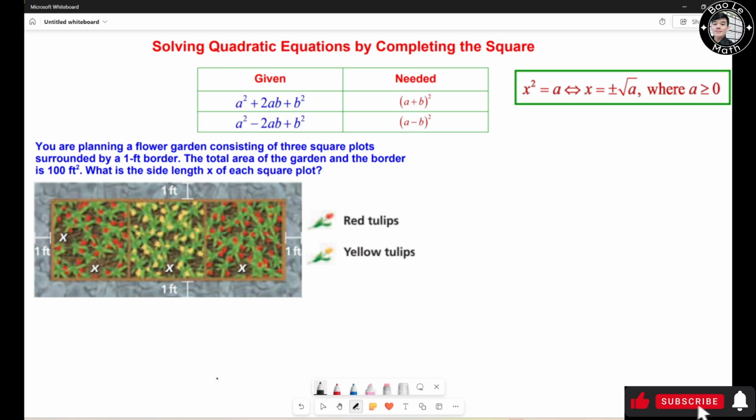You are planning a flower garden consisting of 3 square plots surrounded by a 1-foot border. The total area of the garden and the border is 100 square feet. What is the side length of each square plot? Alright, so the first plot, we have the side length right here, s and s. The second one is still s and s right here. And the third one, s and s right here. Now the border has the width of 1 foot.